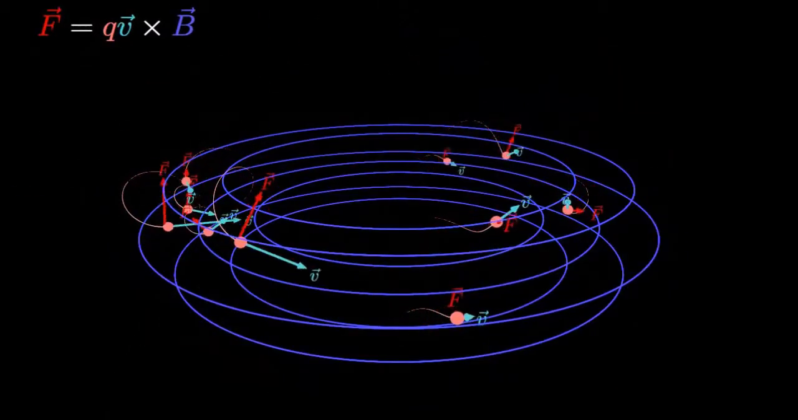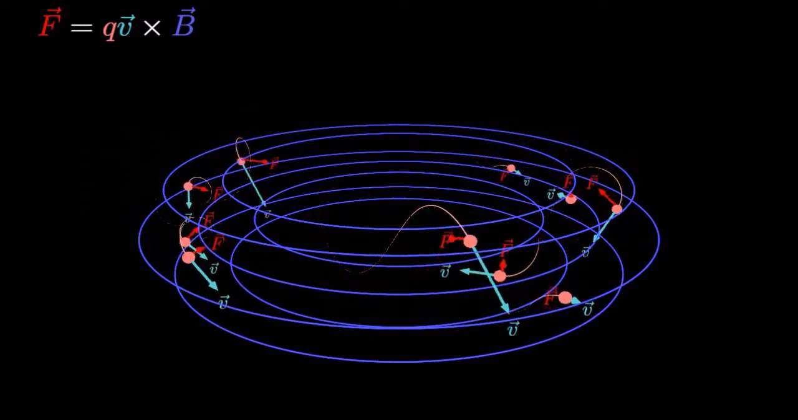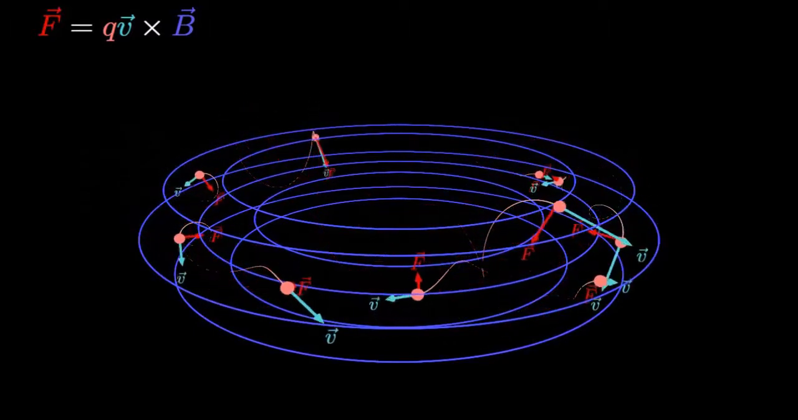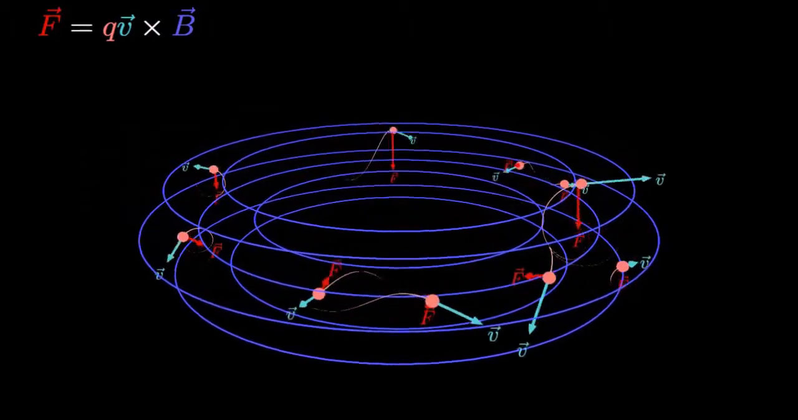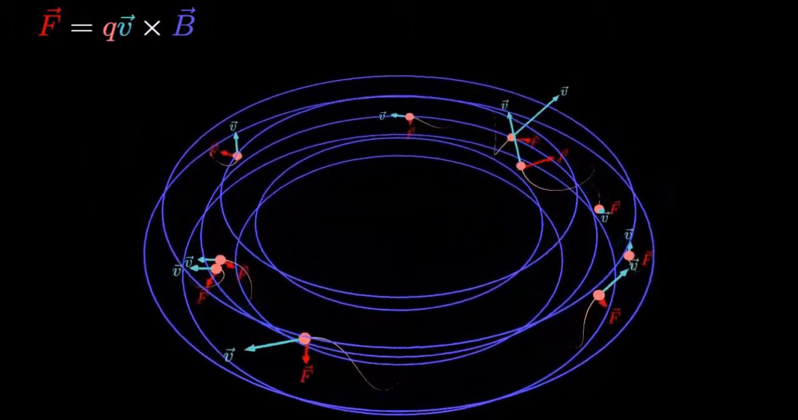A toroidal magnetic field can also trap charges by keeping the charges spiraling around the magnetic field lines. This is a simplified version of confinement used in plasma and nuclear fusion research projects like the International Thermonuclear Experimental Reactor.